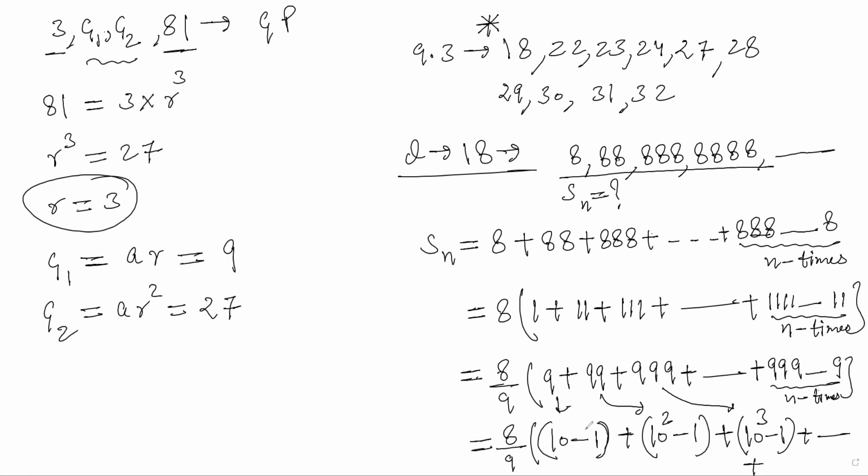9 can be written as 10 minus 1, 99 as 100 minus 1, and 100 can be written as 10 square. So 99 is basically 10 to the power 2 minus 1. 999 is basically 10 to the power 3 minus 1. 1000 minus 1. So what should be this value? How can this be written in 10 to the power minus 1 form?